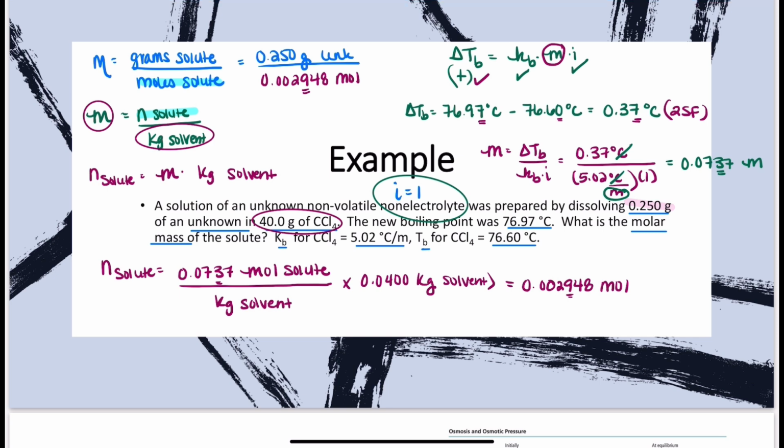Moles. So now I'm ready to actually complete the calculation and find what my goal of the question was, which is here. Do the math there, and I get a molar mass, 2 sig figs, 85 grams per mole. So the answer here to this question is 85 grams per mole. If I put 0.25 grams of this unknown, I don't know what it is, I just know it weighs 85 grams per mole, but if I put 0.250 grams of it into 40 grams of carbon tetrachloride and then boil that carbon tetrachloride, it will raise the boiling point by 0.37 degrees Celsius.